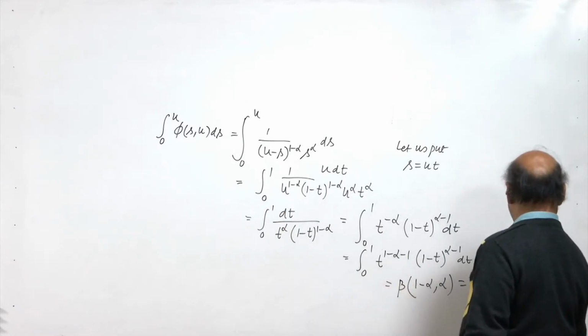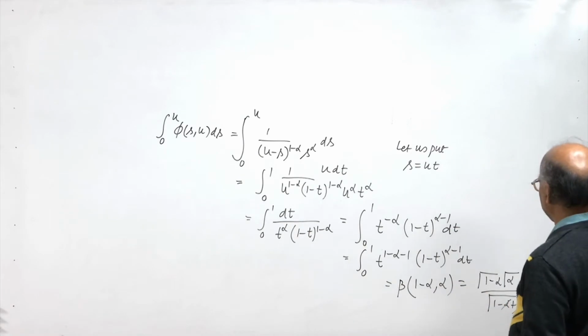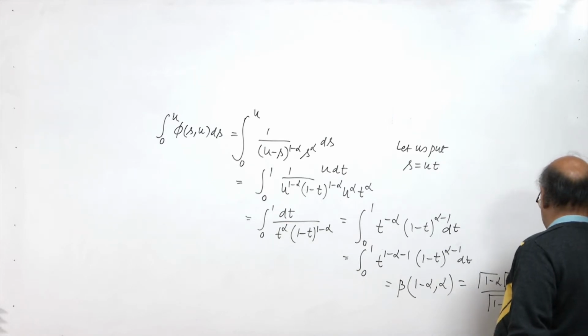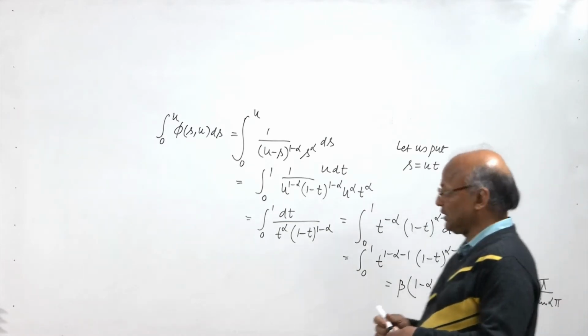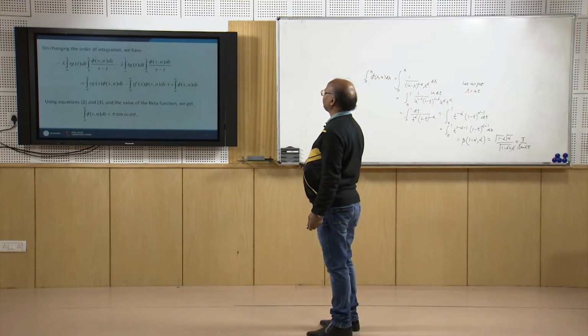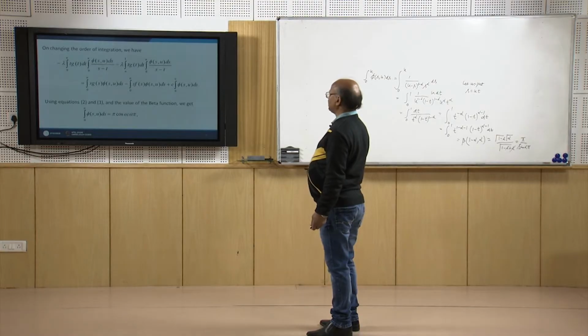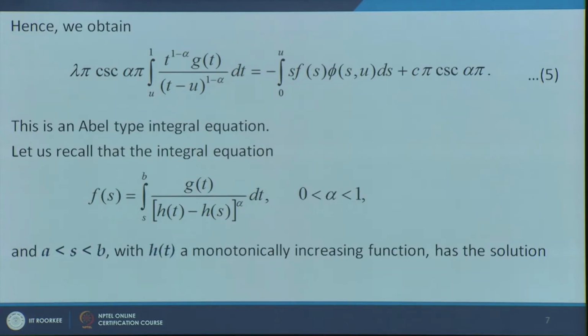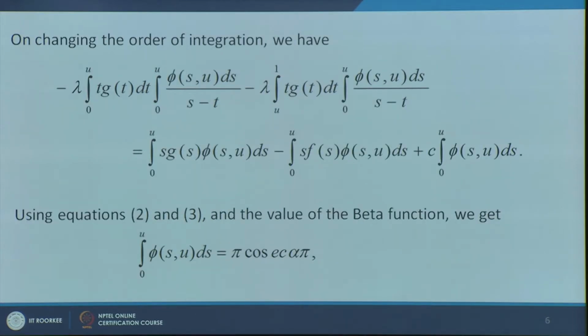Gamma 1 is equal to 1, and when alpha lies between 0 and 1, gamma(alpha) times gamma(1 minus alpha) is pi over sin(alpha pi). So, we have integral over 0 to u phi(s, u) ds is pi over sin(alpha pi). Now, let us see how we use equations 2 and 3.